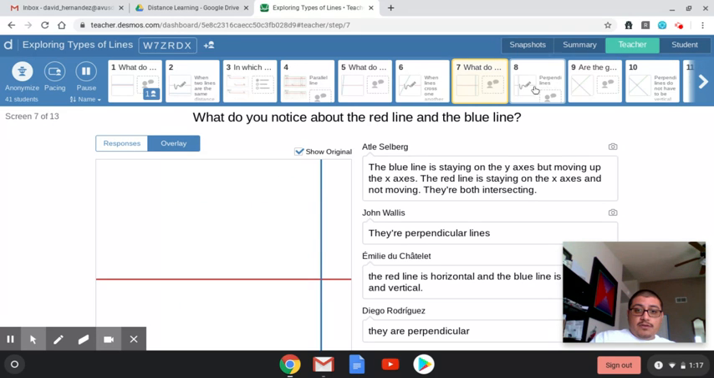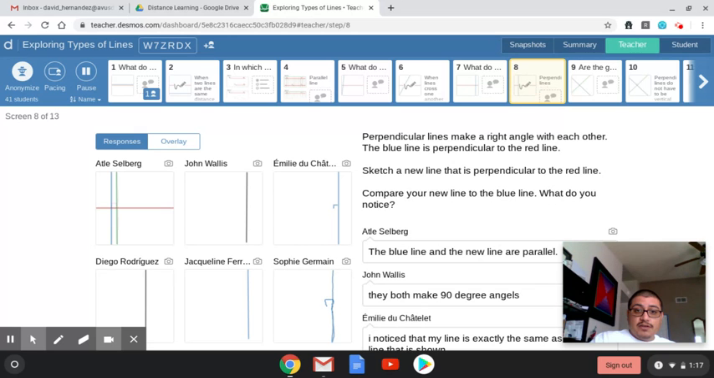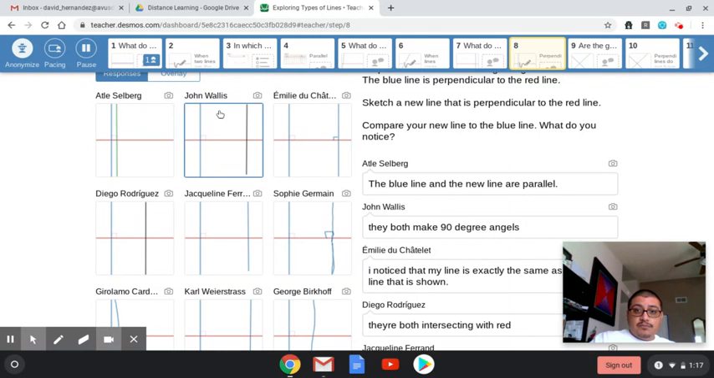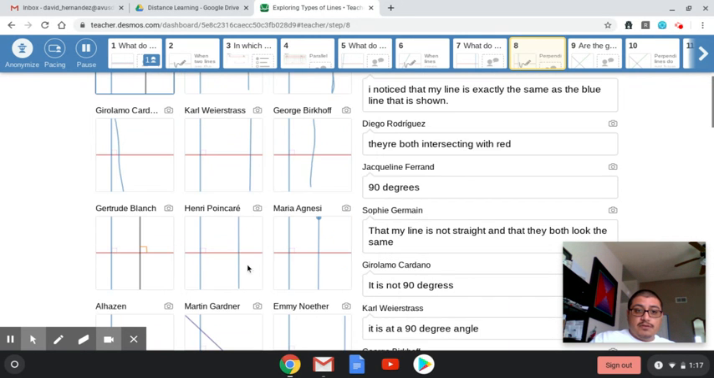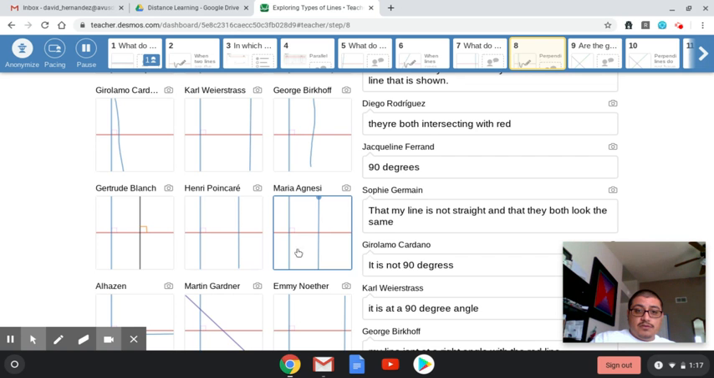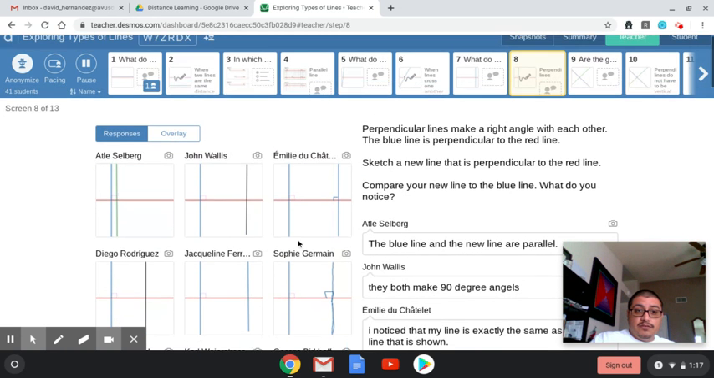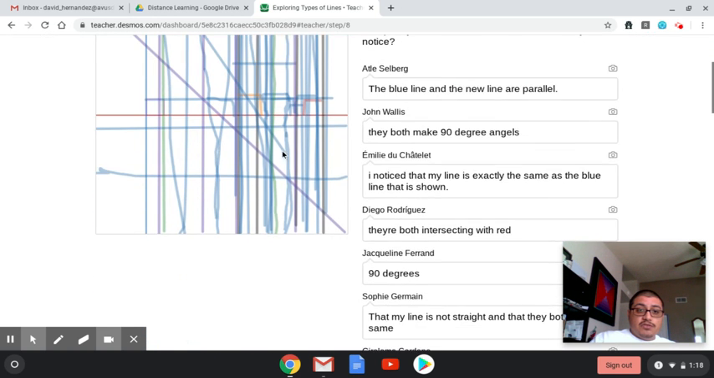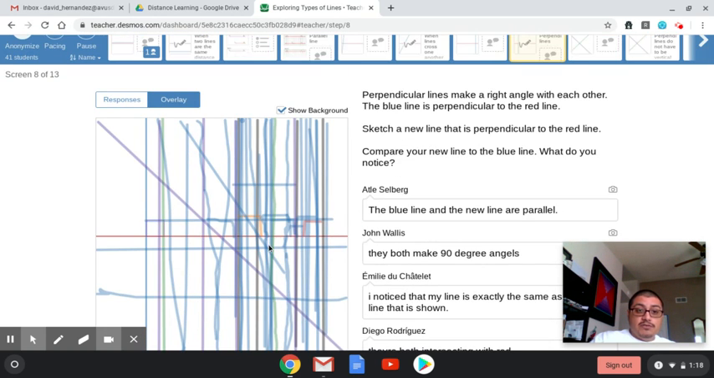Okay, another one, these are perpendicular. That's good. A lot of you wrote that. So you're going to make another line that's perpendicular to the red, which is, and so basically is going straight up and down, straight up and down. Notice that it's parallel to the other blue line. The blue line is perpendicular to the red, but when you draw another line that's perpendicular to the red, notice that the one you drew and the existing one are parallel. So that's kind of interesting. So if we see an overlay, you'll see a bunch of lines going straight up and down because these are perpendicular to the red.